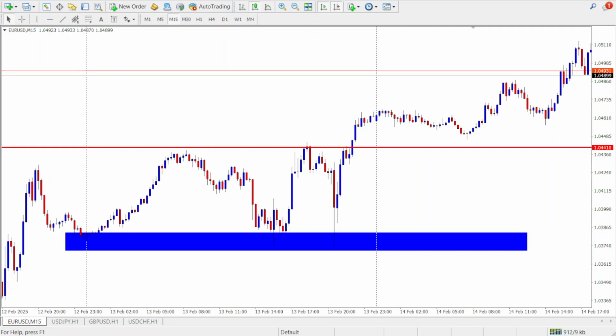And there you have it, traders, a complete guide to supply and demand scalping. Now you know how to identify the best zones, execute precise entries and exits, and avoid common mistakes.